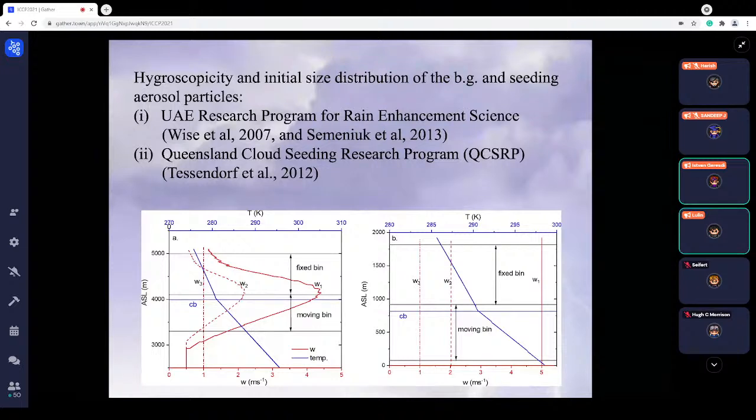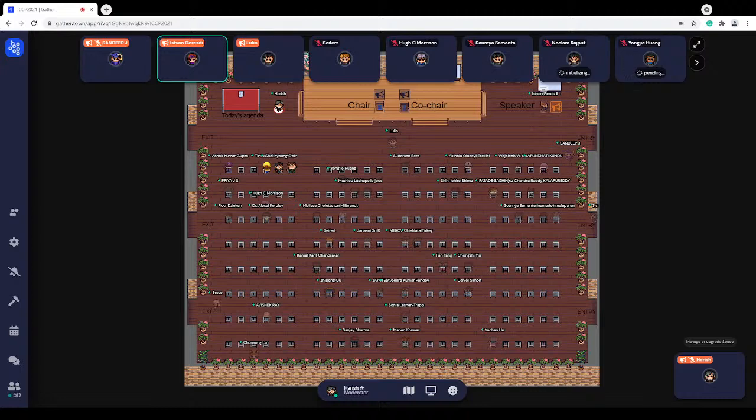Here you can see the prescribed updraft, and here you can see how we describe the different types of moving beam and fixed beam. Here you can see the cloud base, and we start to simulate the growth of the drops well below the cloud base. Please go to the next slide.